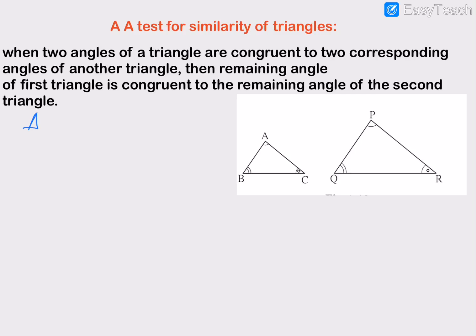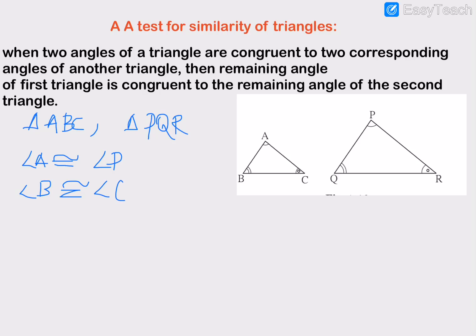That is, in triangles ABC and PQR, angle A is congruent to angle P and angle B is congruent to angle Q. You can see angle A congruent to angle P, angle B congruent to angle Q. Then according to the AA test, the third angle, angle C, will also be congruent to angle R.